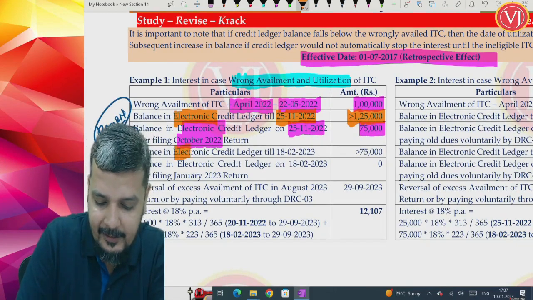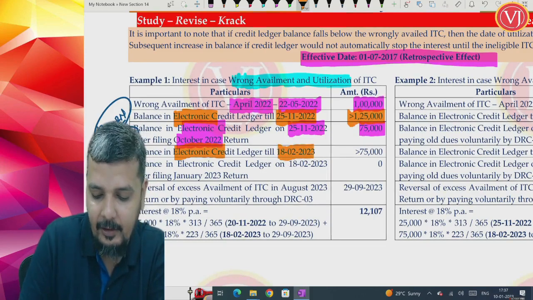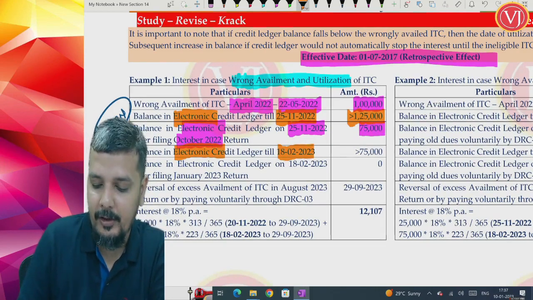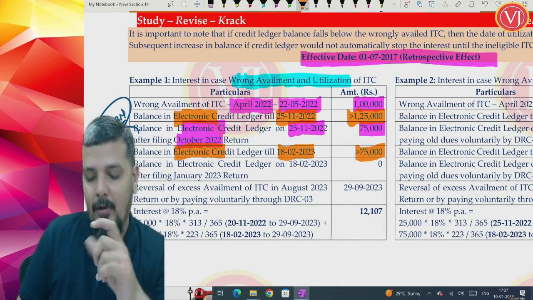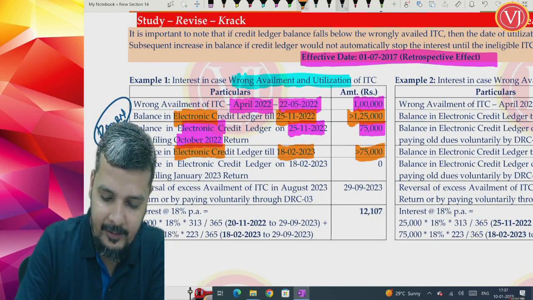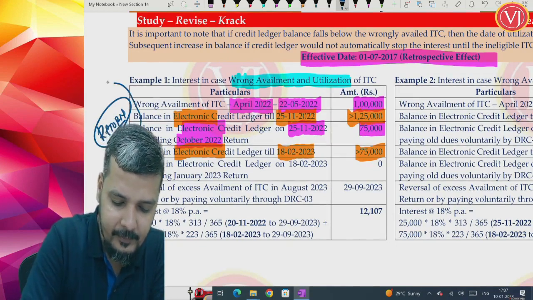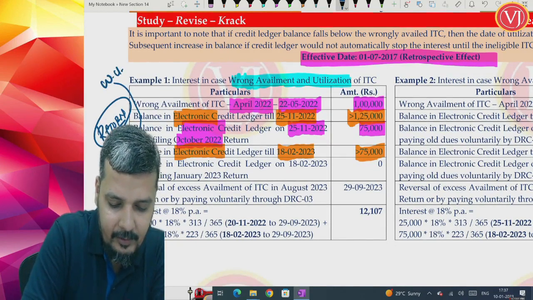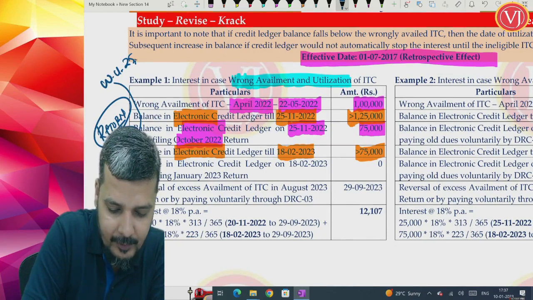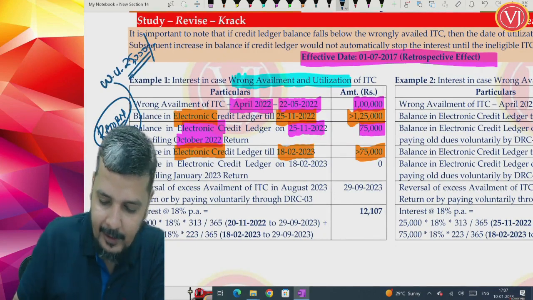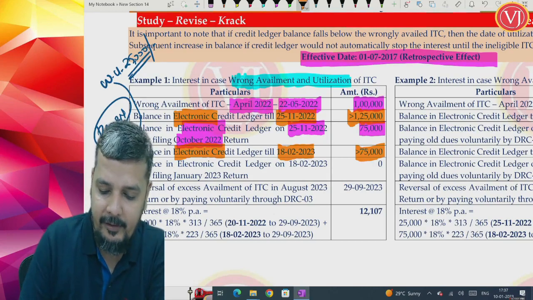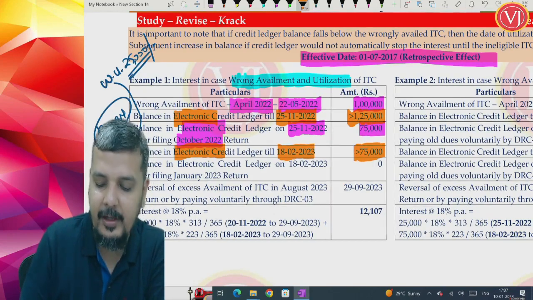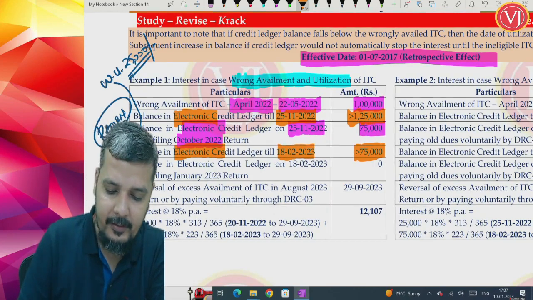Next, balance in electronic credit ledger till 18th of February 2023. So my amount is now more than 75,000. I have wrongly utilized. Here understand that wrong utilization is only, as of now, only of 25,000, not the entire 1 lakh. Now my balance in electronic credit ledger is always more than 75,000 till 18th of February 2023.